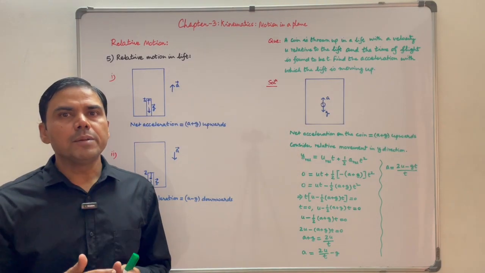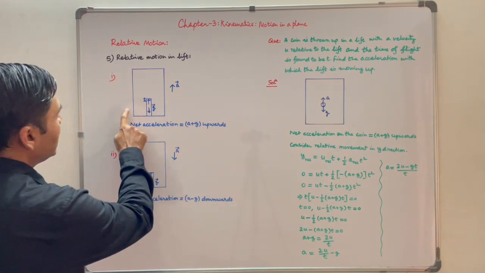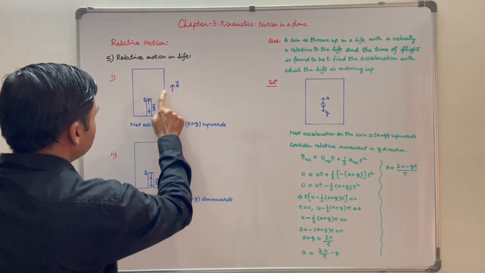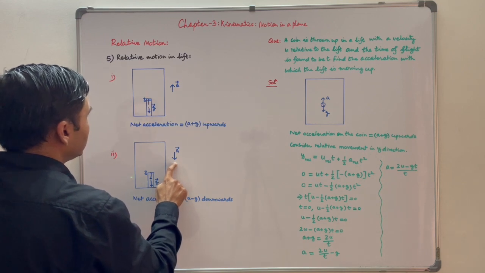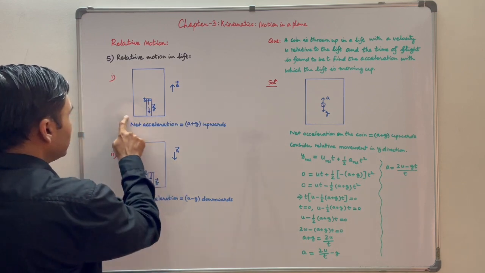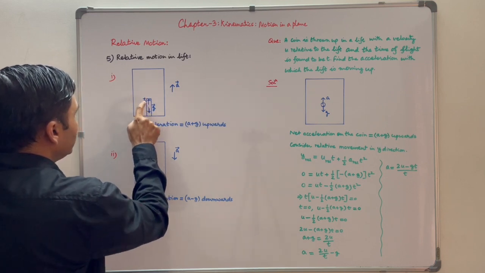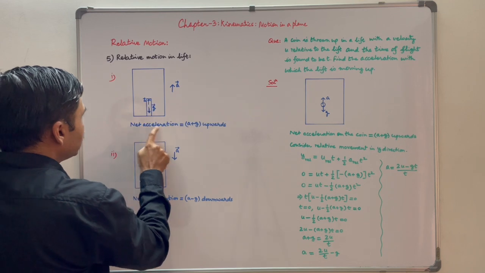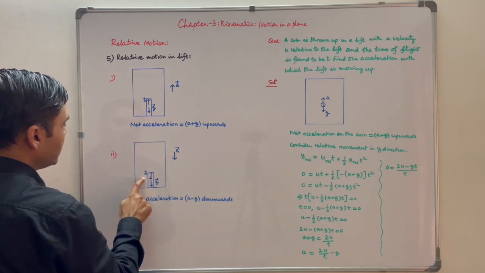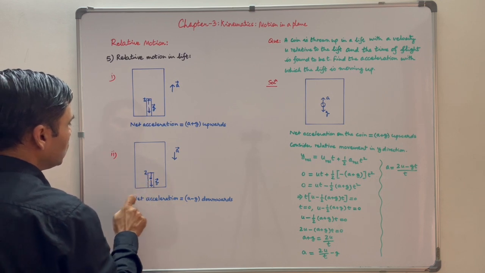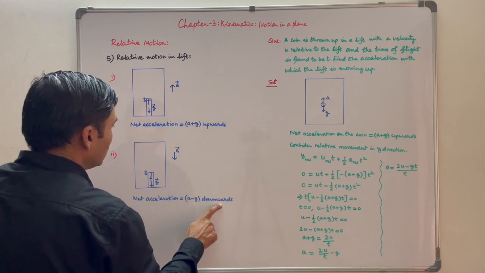Now let us see relative motion in lift. We will consider two cases. Case 1 when lift is accelerating upwards and case 2 when lift is accelerating downwards with constant acceleration a. In case 1, a person who is standing in the lift experiences a upwards and g downwards. So net acceleration upwards will be a plus g. In this case, person experiences both the accelerations downwards. So net acceleration that will be equal to a minus g downwards.